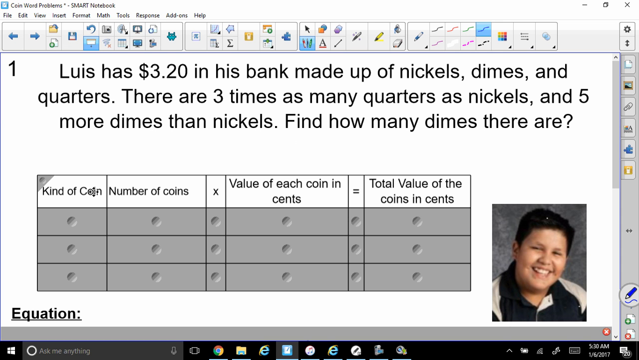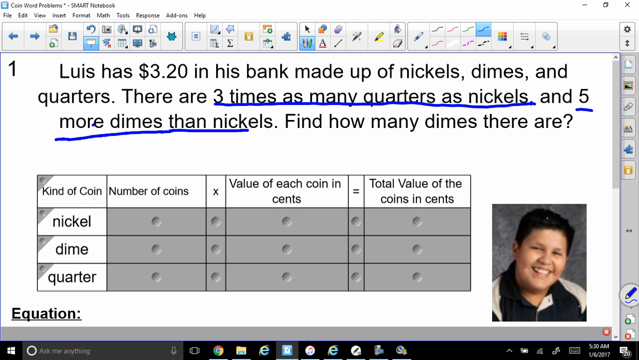All right, the first thing we should talk about is the kind of coins he has. He has nickels, dimes, and quarters. That's what it says in our problem, and we should underline that. It didn't say anything directly about the number of nickels. It did mention that there are 3 times as many quarters as nickels, and 5 more dimes than nickels. So my first thought is, how many nickels are there? Since I don't know, I'll just call them N.